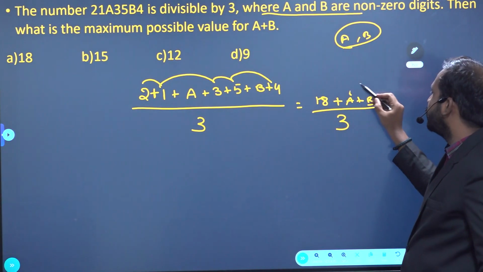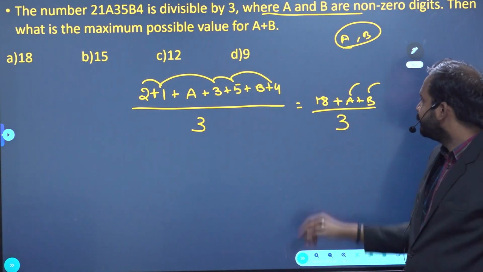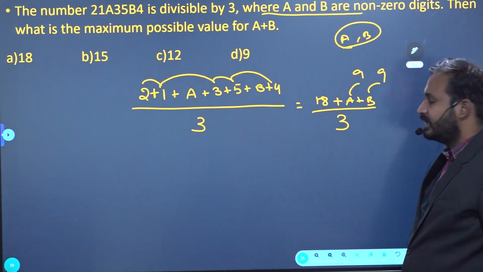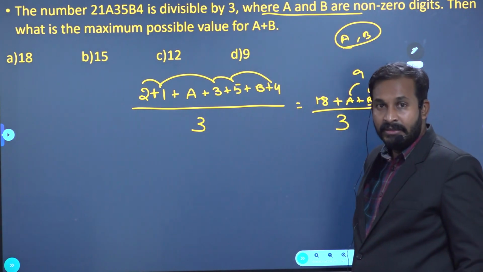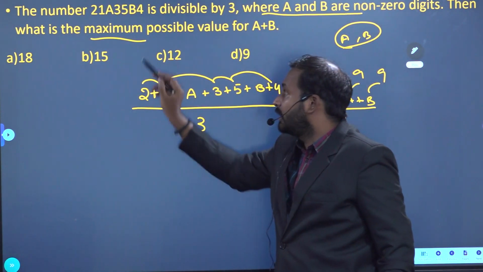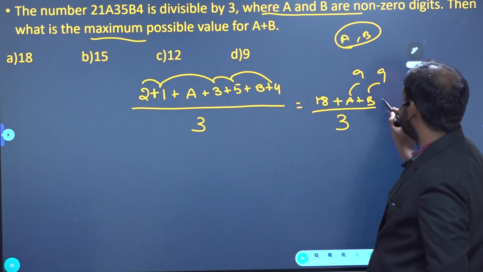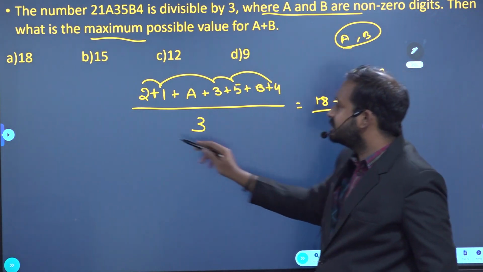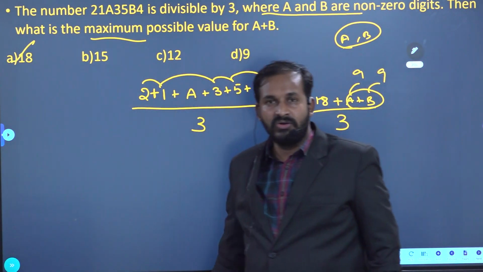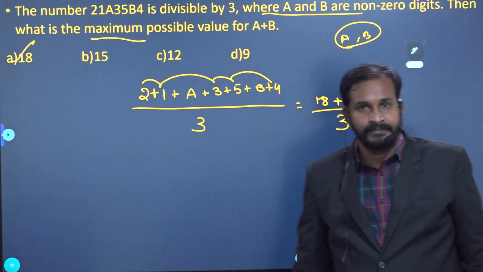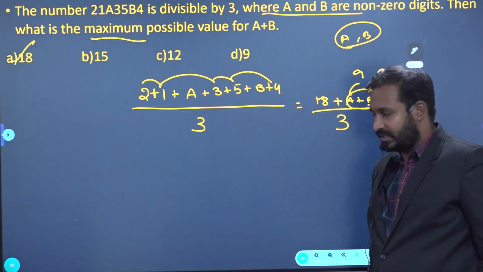Now tell me what are the possible values of A and B I can take. If I take both as 9 and 9, then definitely it will be divisible by 3, right? Maximum possible. So that means A plus B value I can take as 18. So our answer here becomes 18.